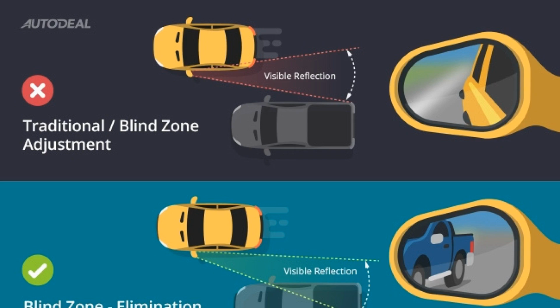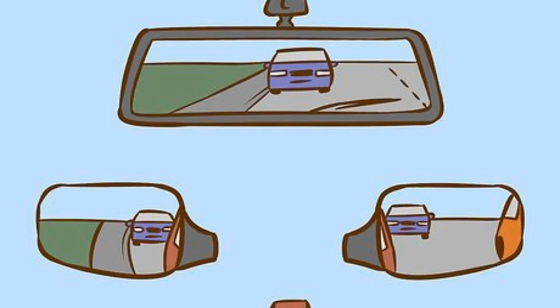The adjusted element must reflect the side of the car, according to the rules. It can occupy no more than 2 centimeters of the total area of the mirror. The lower part of the mirror element coincides with the horizon line.